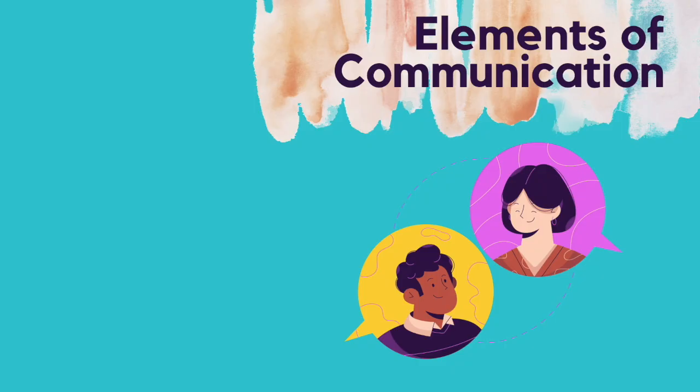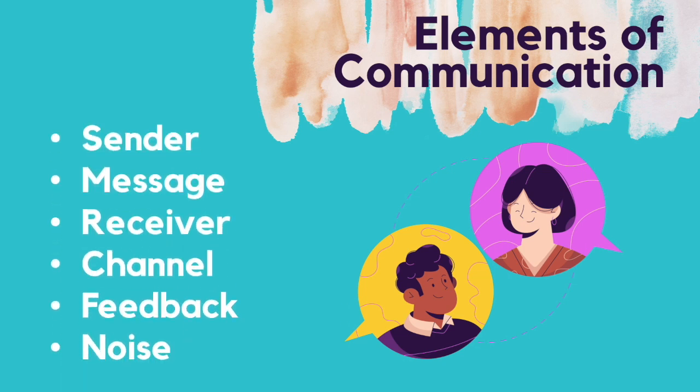Now, what are the elements of communication? These are the things that you need in order for communication to be established. We have sender, receiver, the message, channel, feedback, and noise.